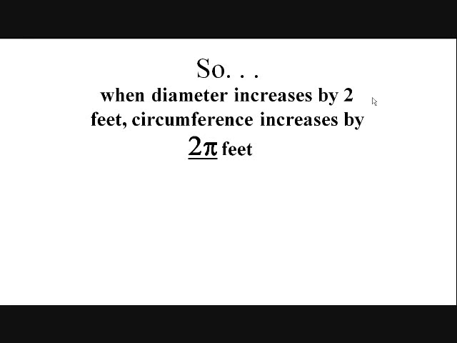The other way to look at this is that every time you have an increase in diameter of 1 foot, you have an increase in circumference of pi feet. So if the diameter is increasing by 2 feet, then the circumference is going to increase by pi plus pi feet for each foot of increase in the diameter.